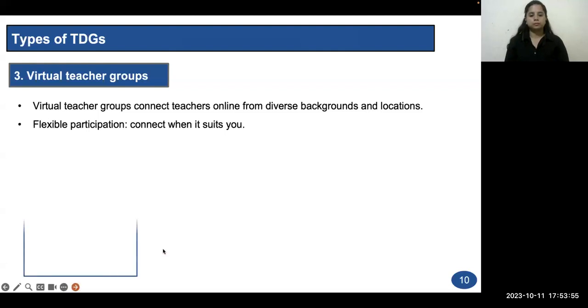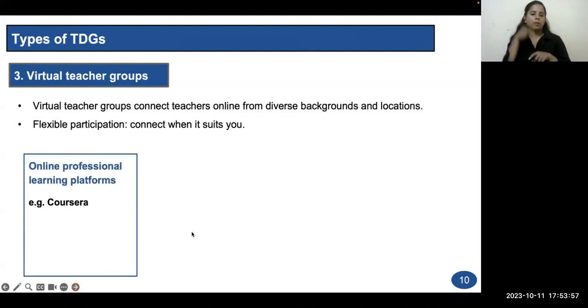One example of a virtual teacher group is online professional learning platforms, for example, Coursera. Coursera is just like a MOOC platform where teachers participate online according to the needs of the course, and they participate in the group discussions there. Can you suggest some of the other virtual online professional learning platforms that you have gone through, these virtual teacher groups? You can type your answers in the chat box.